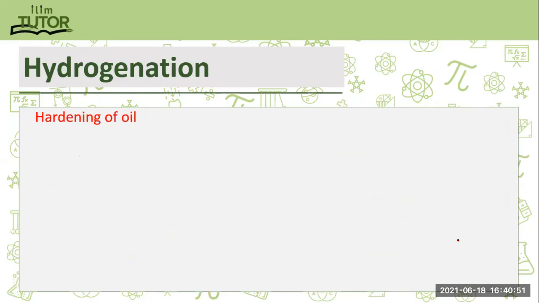All right, hydrogenation is simply hardening of oil. Now, if I have oil plus hydrogen, then I could have what you call margarine. So that is what hydrogenation is mainly for in organic compounds.